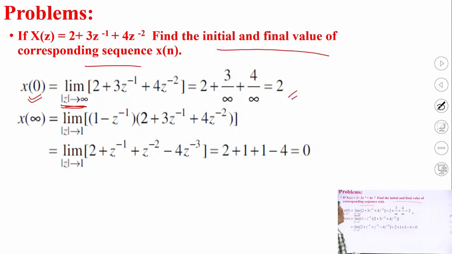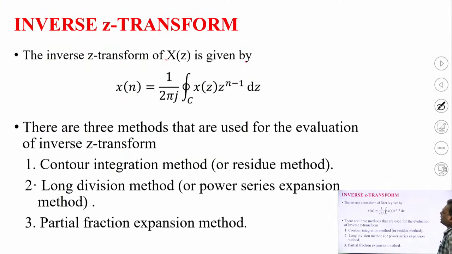This is the initial value, and in the final value theorem we have already seen that x[infinity] is the limit as z tends to 1 of (1 minus Z to the power minus 1) X(z), where X(z) is this term. When we solve it and put z equals 1, we get the value 0. So the initial value is 2 and the final value is 0. Now come to the inverse Z transform.